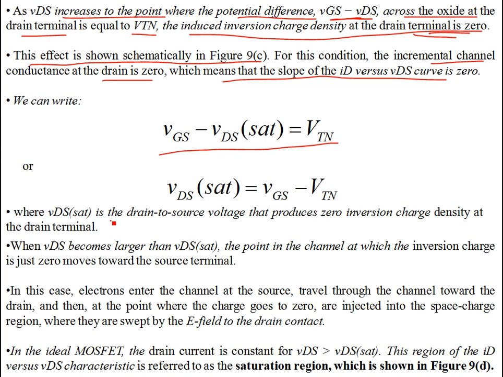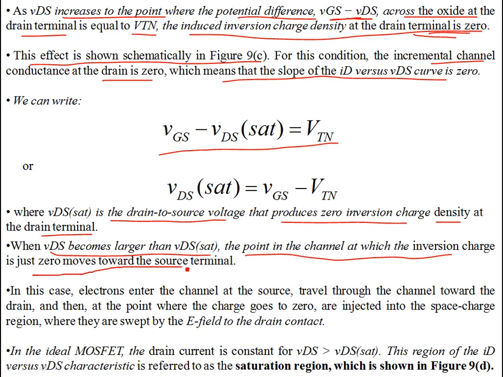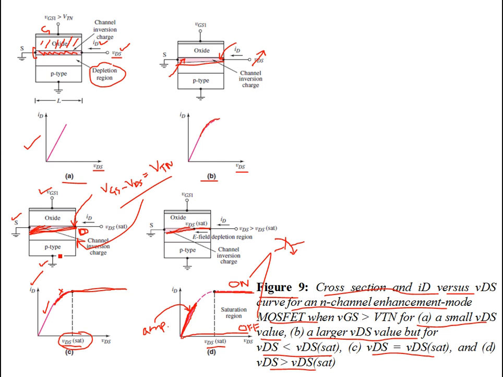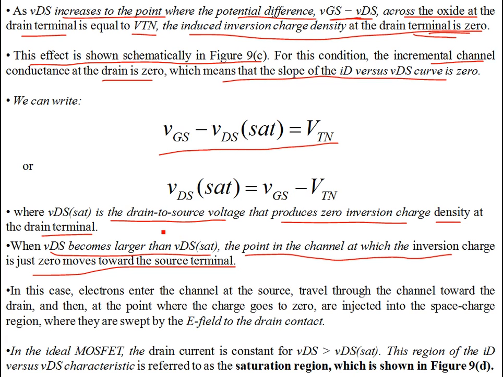VDS saturation is the drain to source voltage that produces zero inversion charge density at the drain terminal. So when VDS becomes larger than VDS saturation, the point in the channel at which the inversion charge is just zero moves towards the source terminal. The inversion layer is moving towards the source; we are cutting it off. There is no inversion layer at the drain terminal, so all of it has moved towards the source. The induced charges are towards the source.